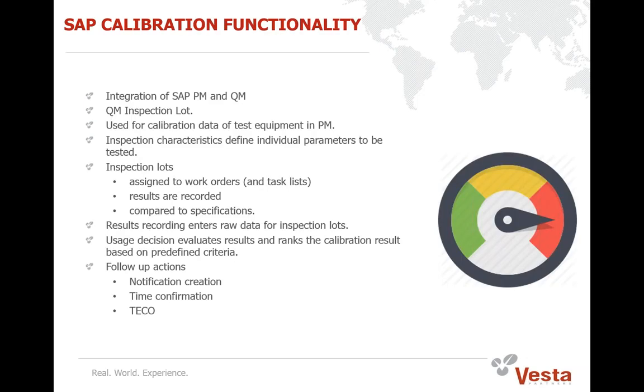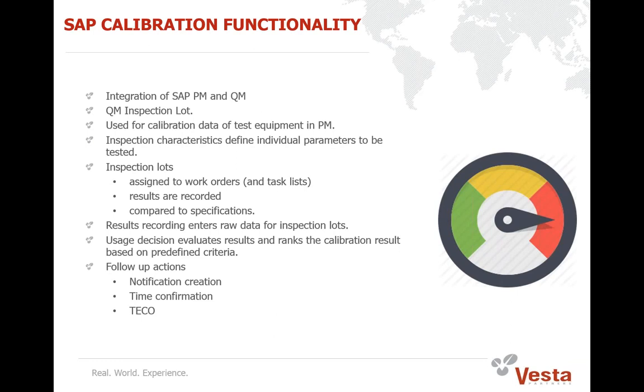So as far as calibration in SAP goes, it is an integration between the plant maintenance and quality management modules. To the effect that you have the inspection lots in the QM module that are used extensively for material testing and analysis of both raw materials and the final product. And these inspection lots are then used in PM to enter your calibration data of test equipment.